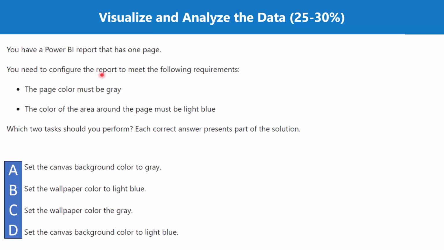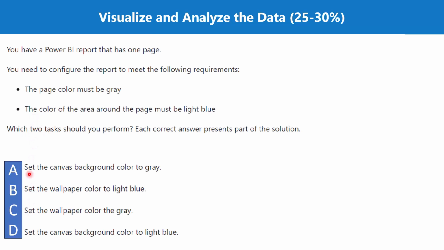You need to configure the report to meet the following requirements. The page color must be gray. The color of the area around the page must be light blue. Which two tasks should you perform? So we have these four options and we have to pick two options from these four.